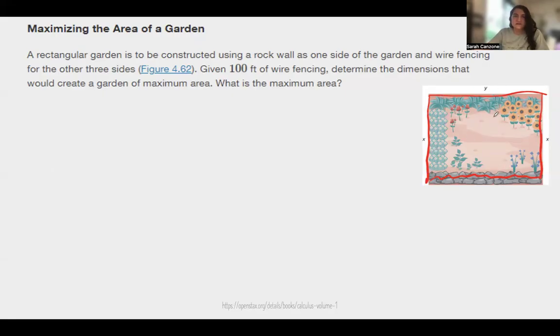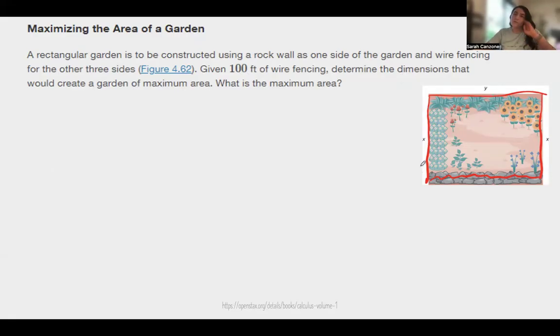Obviously, since it says that this is a rectangular garden, we know properties of a rectangle. We know that means that opposite sides are congruent, which means that if we call this X, this has to be X too. That means this is probably going to be something else. Since it's a rectangle, it's probably not going to be a square, even though a rectangle can be a square if all the sides are equal. So this is going to be something else. Given 100 feet of wire fencing, determine the dimensions.